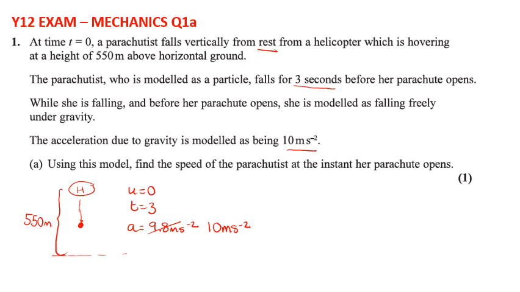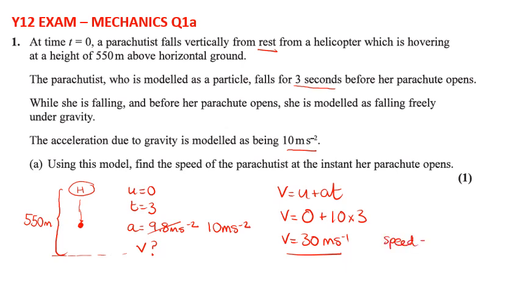And then we want the speed when the parachute opens. So we've got U, T, A, and we want V. The equation that links those is V equals U plus AT. So V equals 0 plus 10 times 3. So V is 30 meters per second. That's the velocity. We're asked for the speed, so just write speed is 30 meters per second.